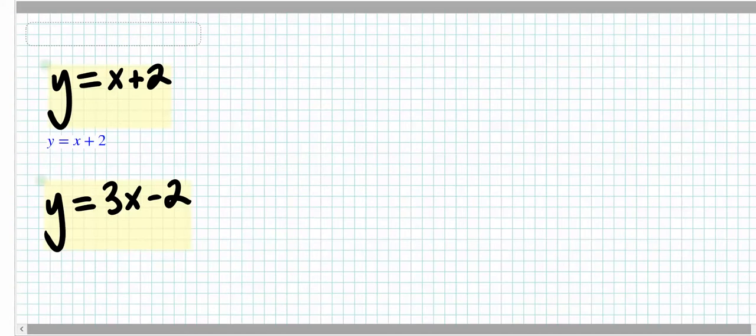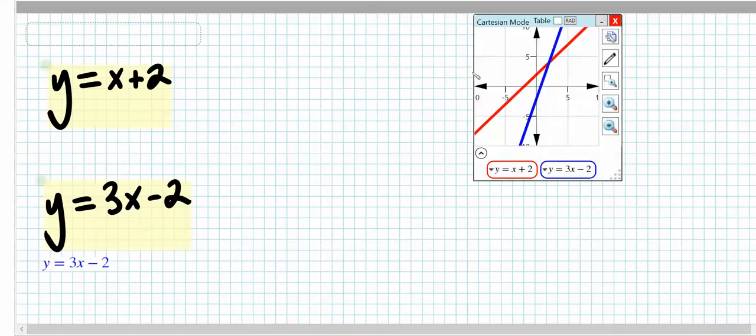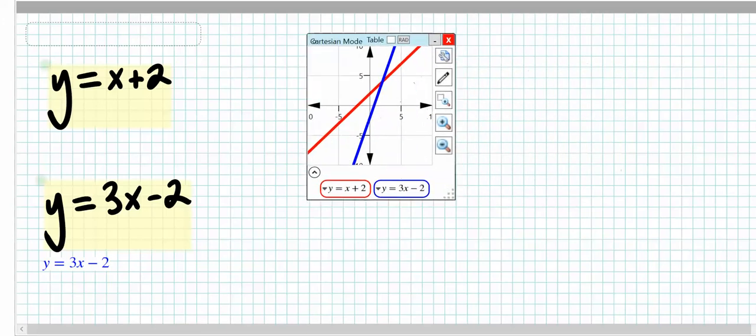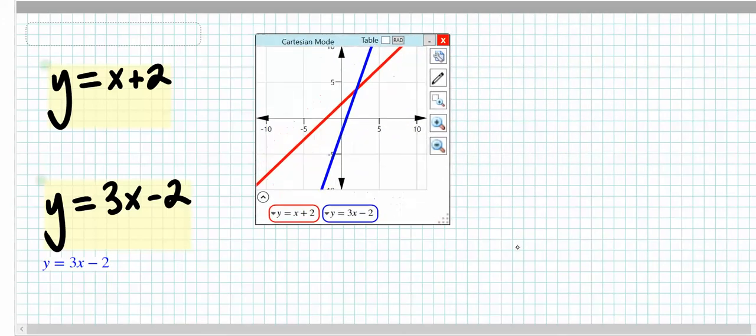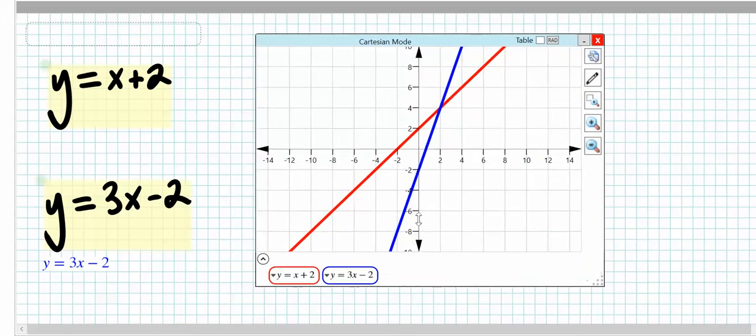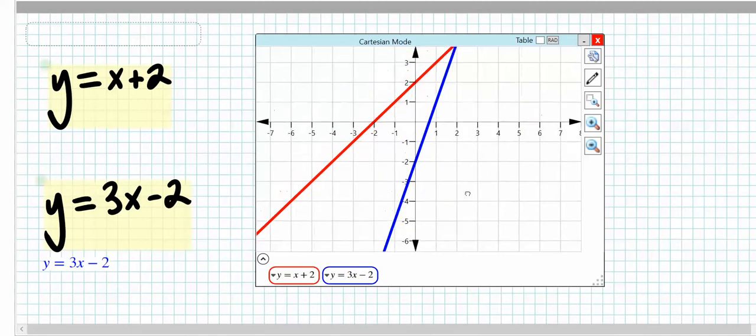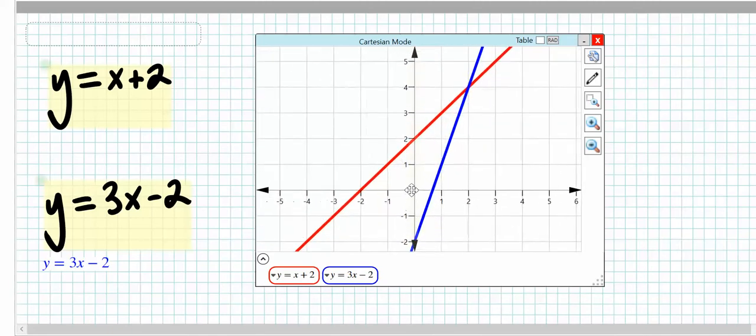So here is that same system that I had before at the very top. Y equals x plus 2 and y equals 3x minus 2. And what I'm going to do is graph both of these at the same time for you. Okay? So here they are. Here's the graph. Let me bring it over here. All right. And let me zoom in just a little bit more. And even just a little bit more from there.